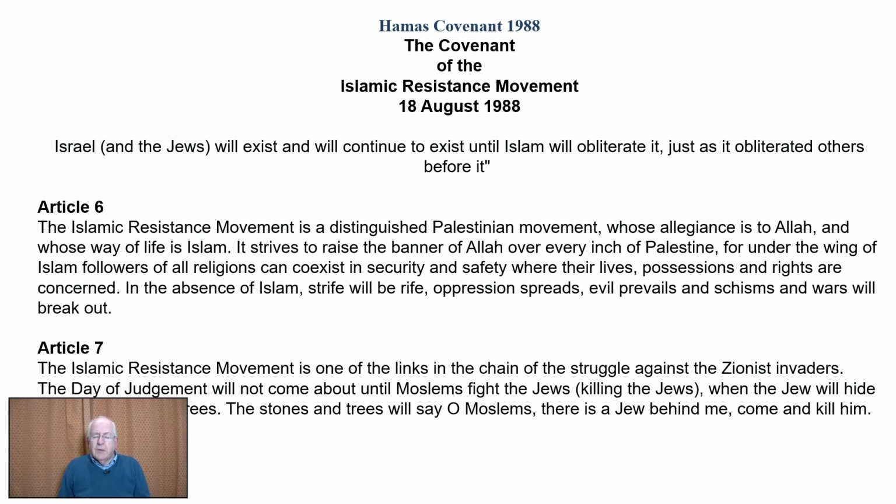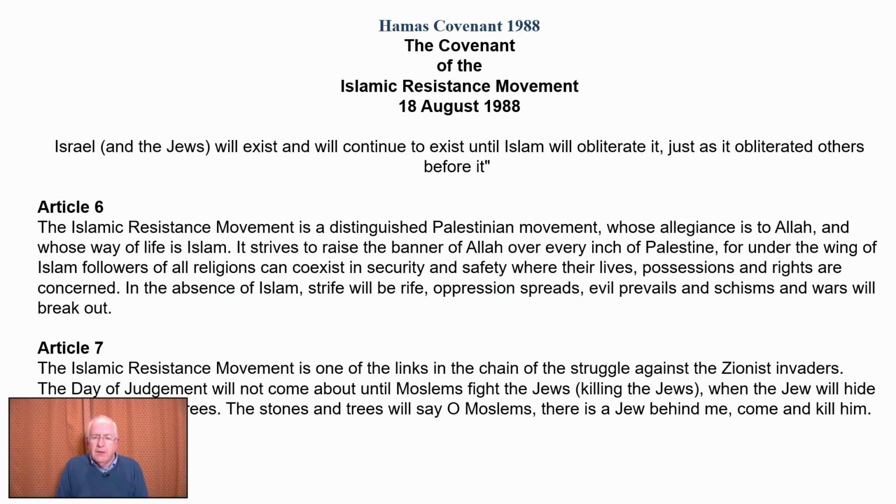In order for us to understand a little bit more of what's going on, I don't know if any of you have actually read the Hamas Covenant. Hamas was formed in 1988, and I thought I would just read to you its opening aims and then one or two of the articles.